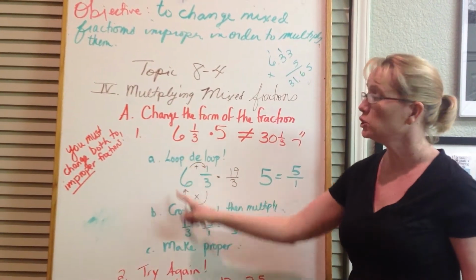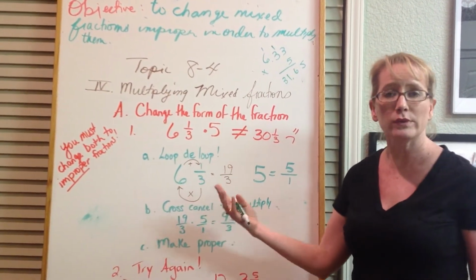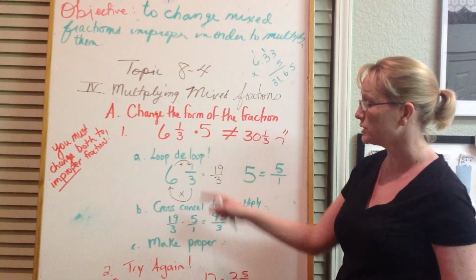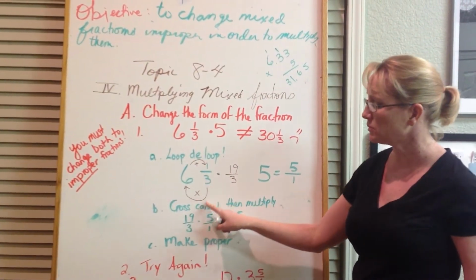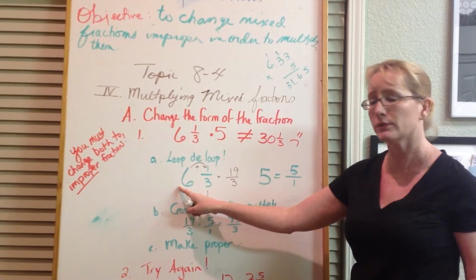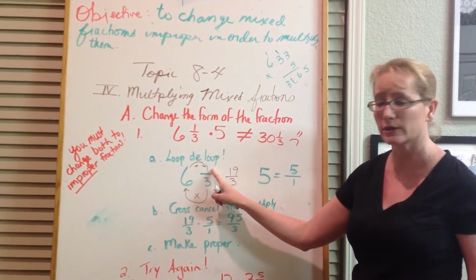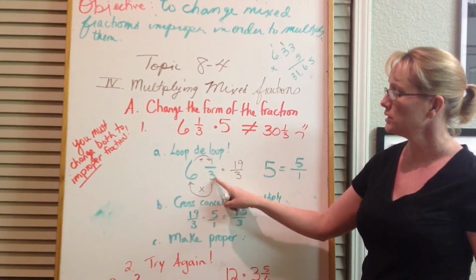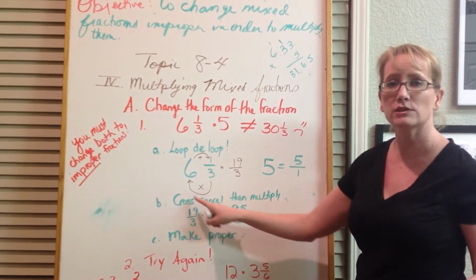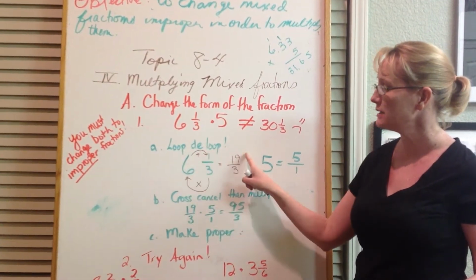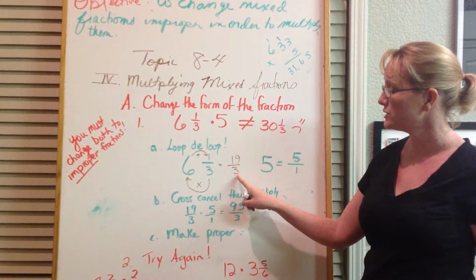So we're going to use our little loop-de-loop that we learned how to do before when we learned how to turn things into improper fractions. We're going to loop-de-loop it. Remember, we multiply our denominator times our whole number, and we add our numerator. So 6 1/3 becomes 19/3. 6 times 3 is 18, plus 1 is 19. That's your new numerator, and there's your denominator.